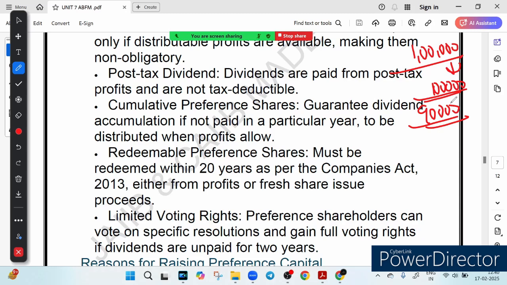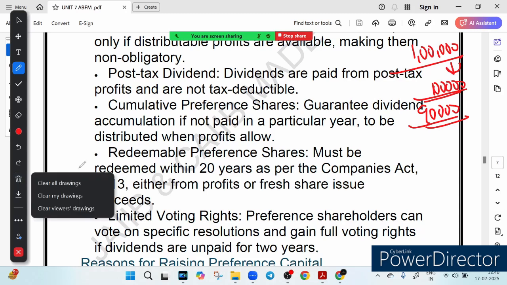Then the next is cumulative preference share. What is the meaning of this so-called cumulative preference share? So let's talk about it. No dividend, no worry, means that if a company skips a dividend one year, these shareholders don't lose out. Their dividend accumulates and must be paid later when profit allows. That is called cumulative preference share, right?